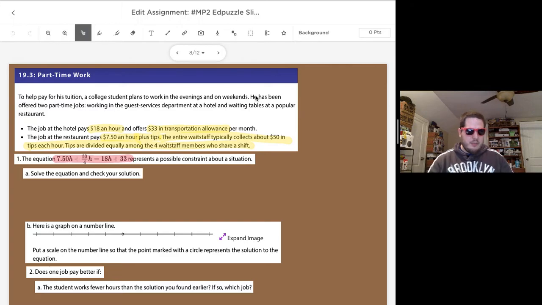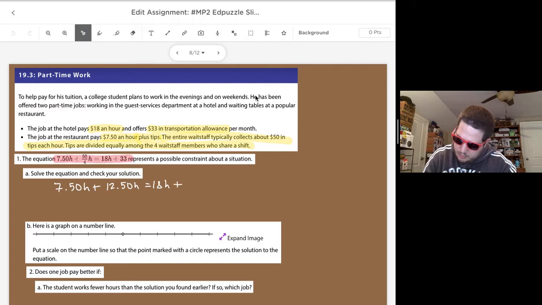I think the left-hand side is representing the job at the restaurant, right? You get $7.50 per hour plus another 50 divided by 4 per hour, so that's like $12.50. And then the 18h plus the 33, that's representing the hotel job. So let's see. If I want to solve that, first I'm going to change the 50 over 4 into 12.50h. So it's really 7.50h plus 12.50h is equal to 18h plus 33.